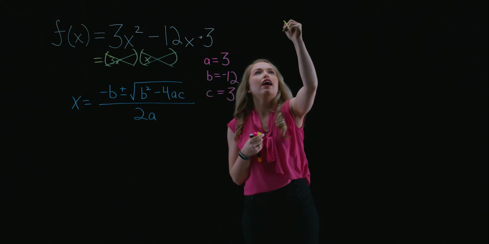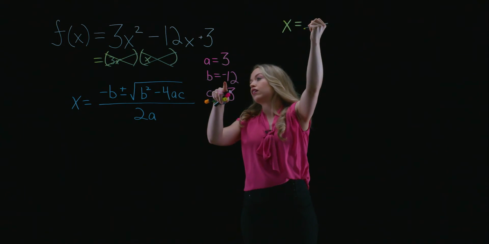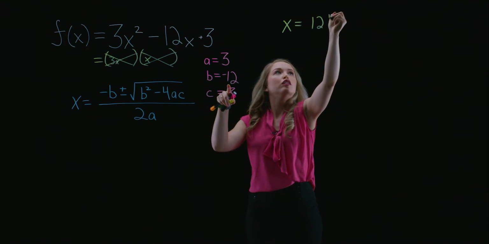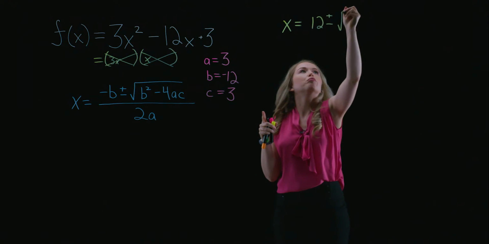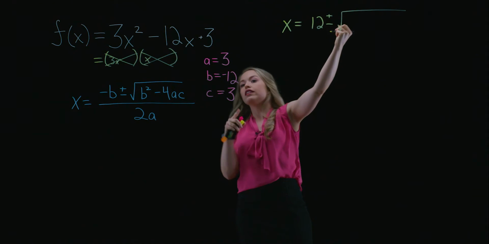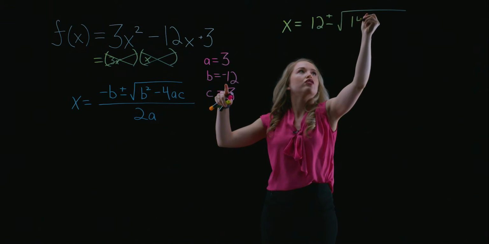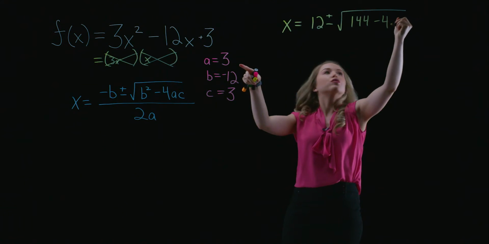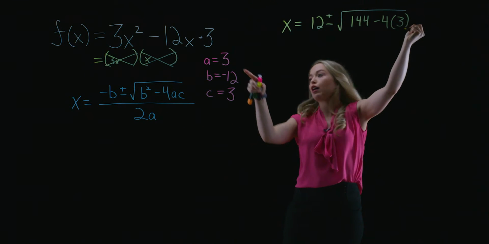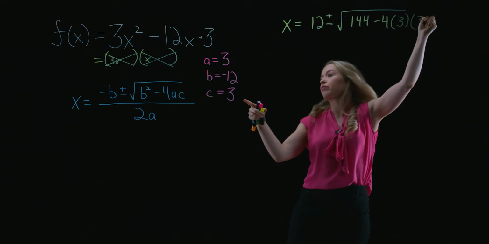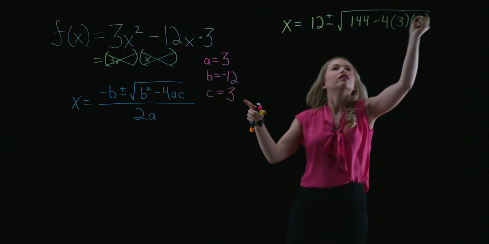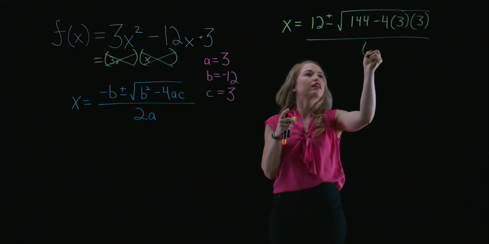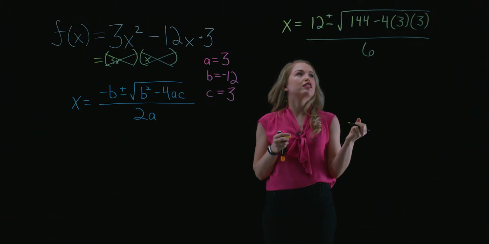So it becomes x equals the opposite of negative 12, which becomes a positive 12, plus or minus the square root of b squared. Negative 12 squared becomes a positive 144, minus 4 times a, which we've identified as 3, times c, which we've identified as 3 as well. That will be all over 2 multiplied by a, which becomes 6. Great, I can go ahead and simplify further.